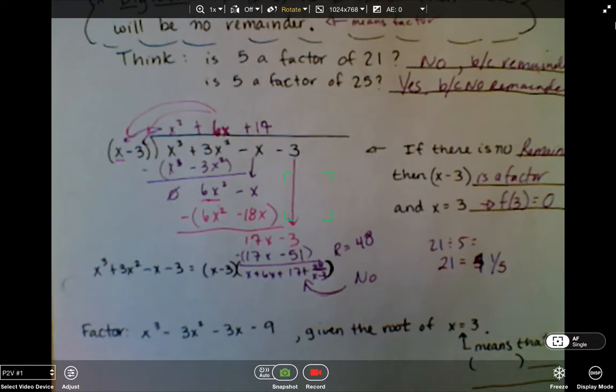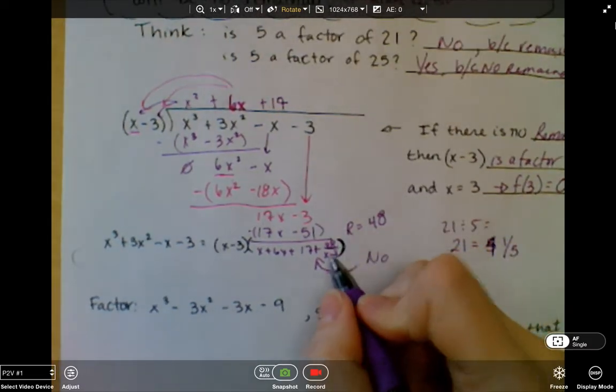Sorry about the not really sharp picture there, guys.